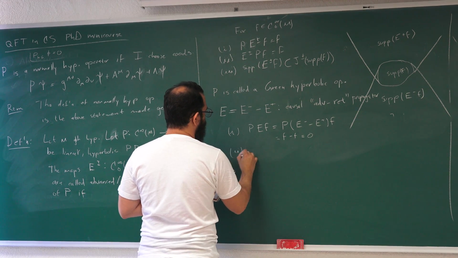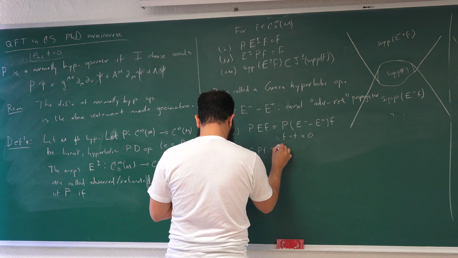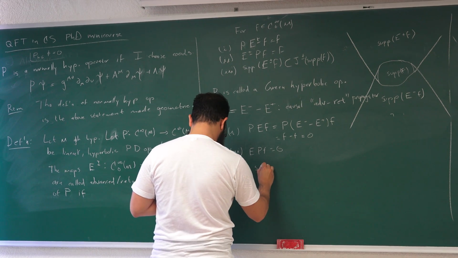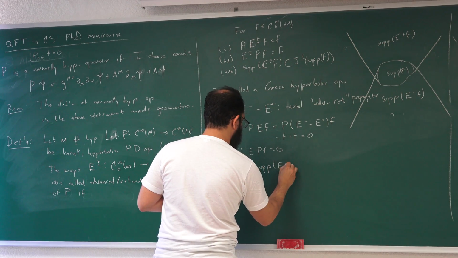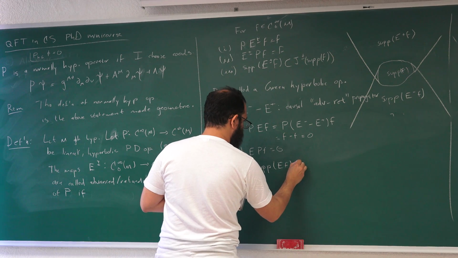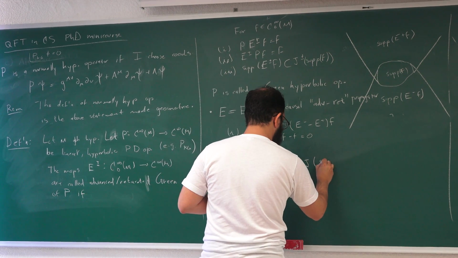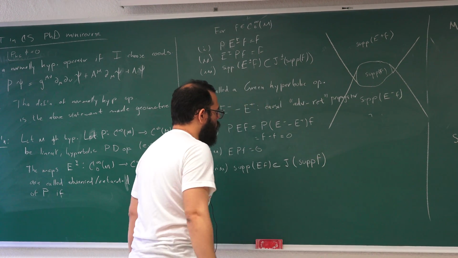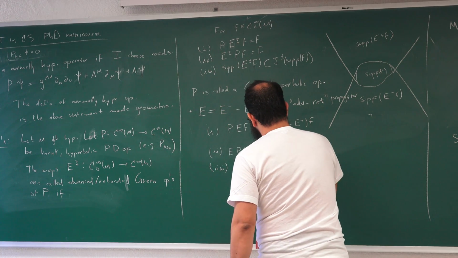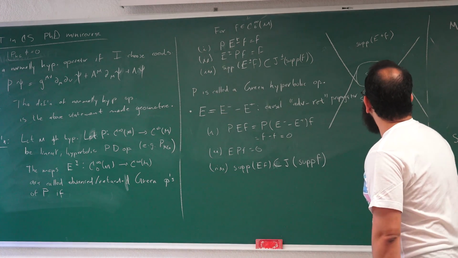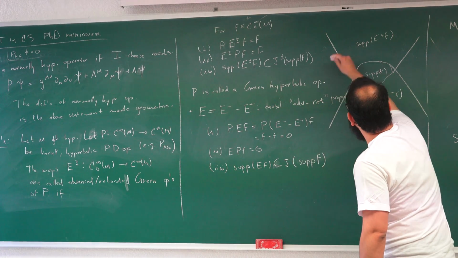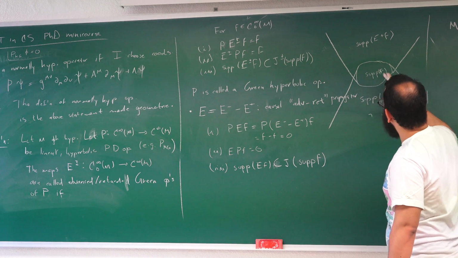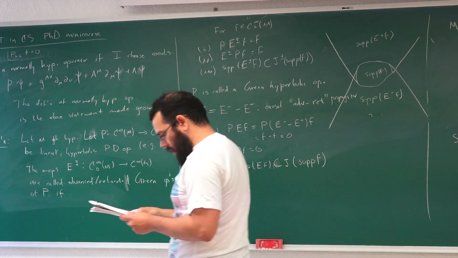It also satisfies that EPf equals 0, and it also satisfies, of course, a support condition, which is that the support of Ef is in the union of the causal future and past of the support of f. Okay? So in other words, the support of Ef will be all the region inside those diagonals.